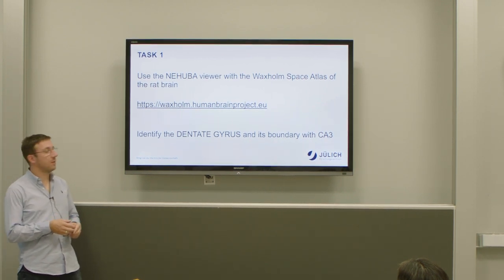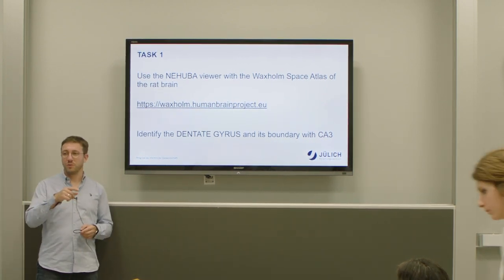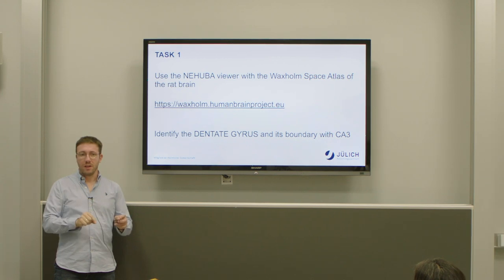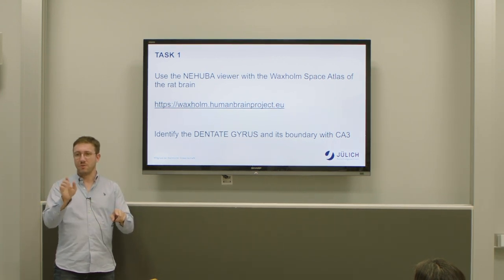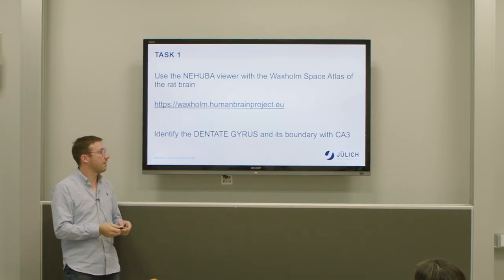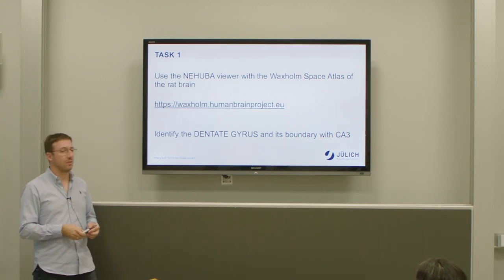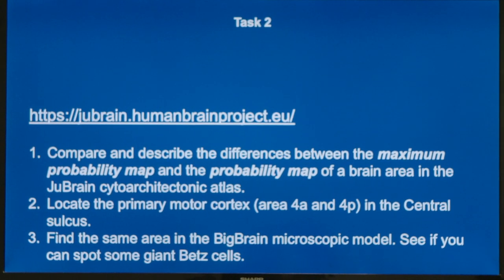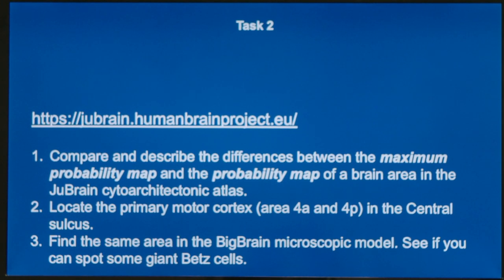Just try it out. Maybe quick instructions. You move the images by simply clicking and dragging. If you hold shift and then click and drag, you will get oblique slices, so you will basically rotate by shift, click and drag. And zooming is simply with the scroll wheel. It should be intuitive. And there is also the big brain available. As a second exercise, we suggest that you try to find the primary motor cortex in the human. If you find it in the big brain, it is interesting to see if you can spot some of the giant Betz cells which you have in the motor cortex.